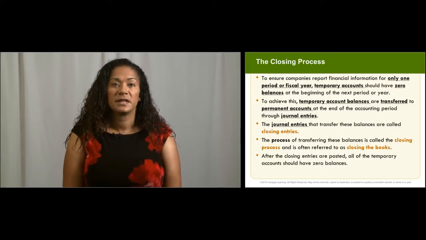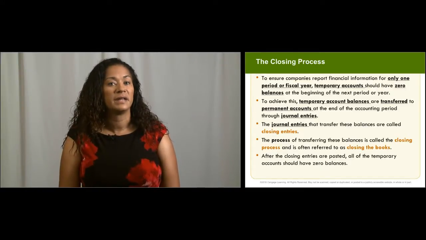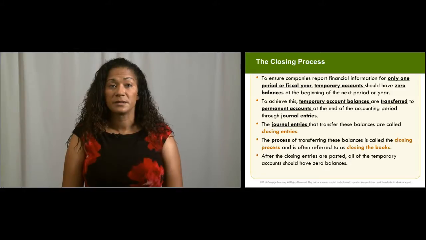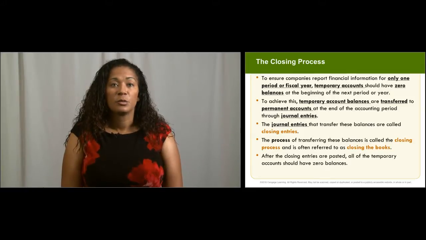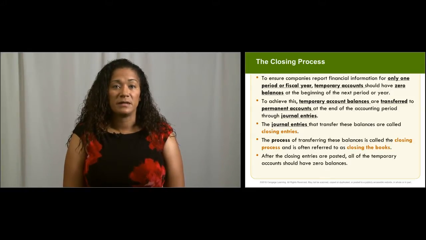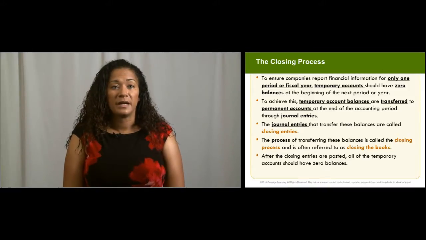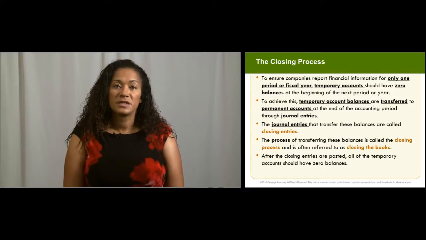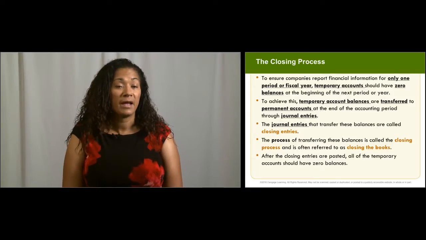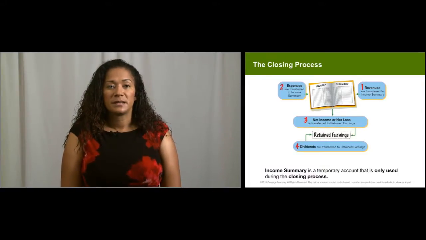To achieve this, temporary account balances are transferred to permanent accounts at the end of the accounting period through journal entries. The journal entries that transfer these balances are called closing entries. The process of transferring these balances is called the closing process and is often referred to as closing the books. After the closing entries are posted, all of the temporary accounts should have zero balances. There are 4 steps to the closing process.